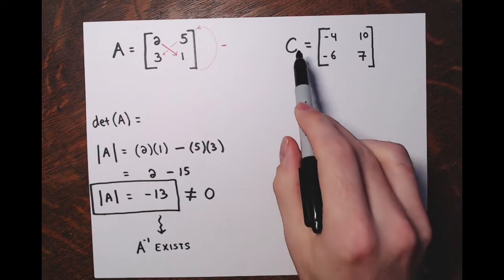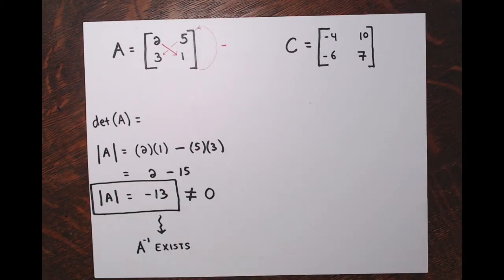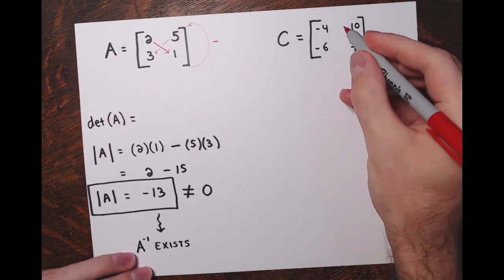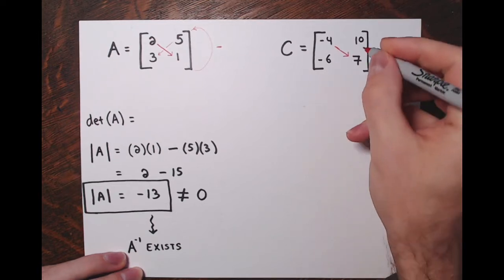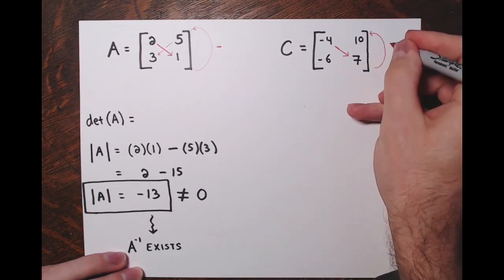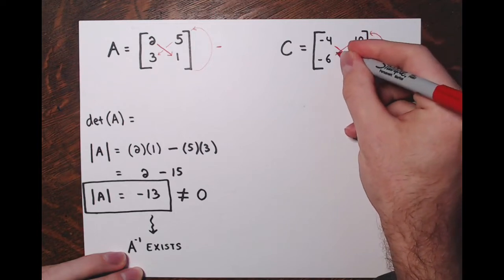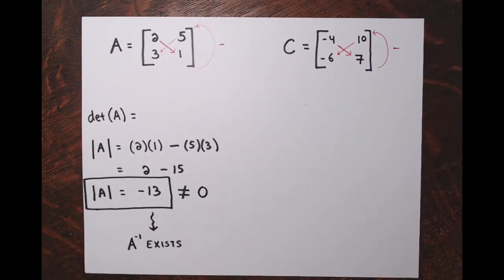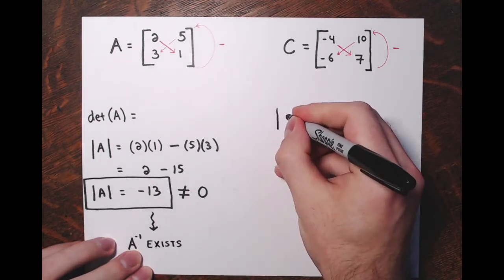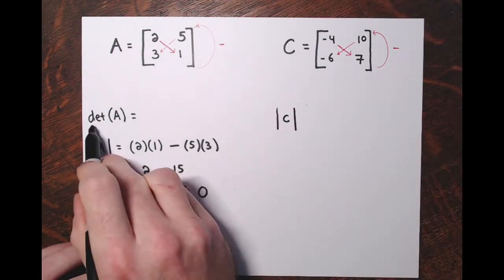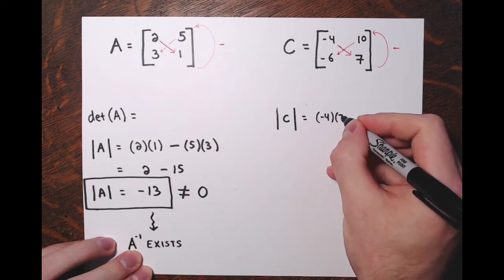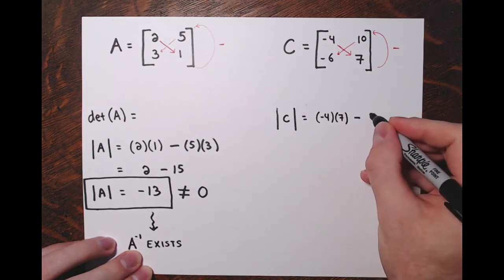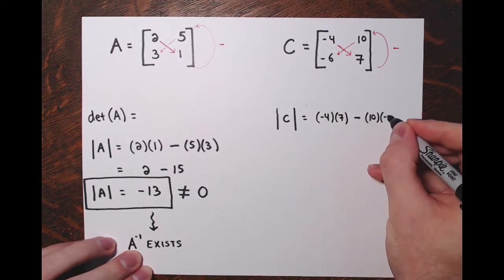Okay, and then the second 2 by 2 matrix they give me, same procedure. Take the product of the main diagonal entries, so negative 4 times 7, and then loop around here, and then minus the product of the other entries, 10 and negative 6. So the determinant of matrix C, or DET of C, is negative 4 times 7 minus 10 times negative 6.